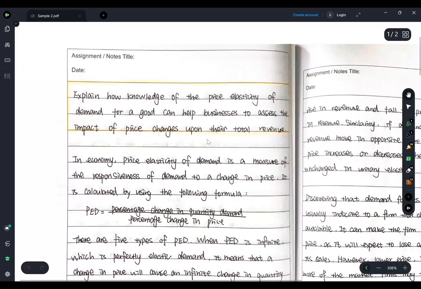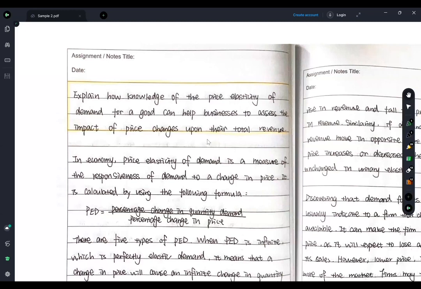So I think this essay question, part A, explain how knowledge of the PED for a good can help businesses to assess the impact of price changes upon their total revenue. That's a fairly easy essay question. Of course, we define the PED.